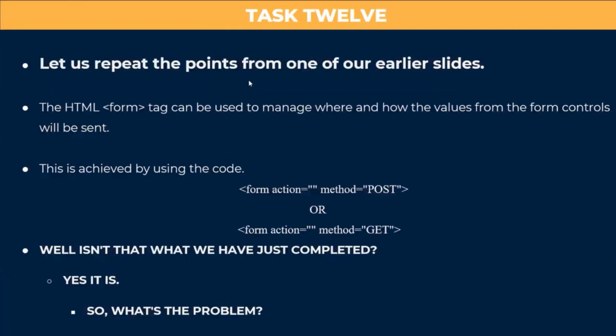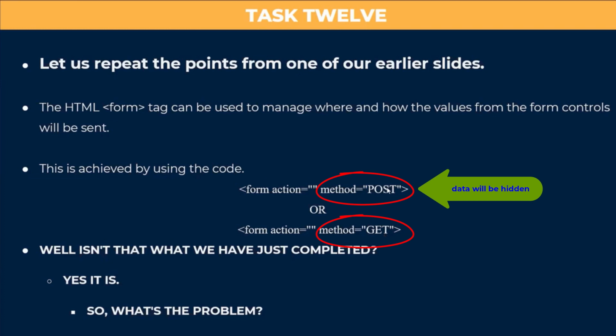So let's repeat the points from one of our earlier slides where we said that we could have a post or a get. Well, we have a method called post, and when it posts the data, we don't really see the data. When we have a method called get, it puts the data to the back end, but we can see it in the browser, in the address bar at the top, the URL. Well, so far, that's what we have really done.